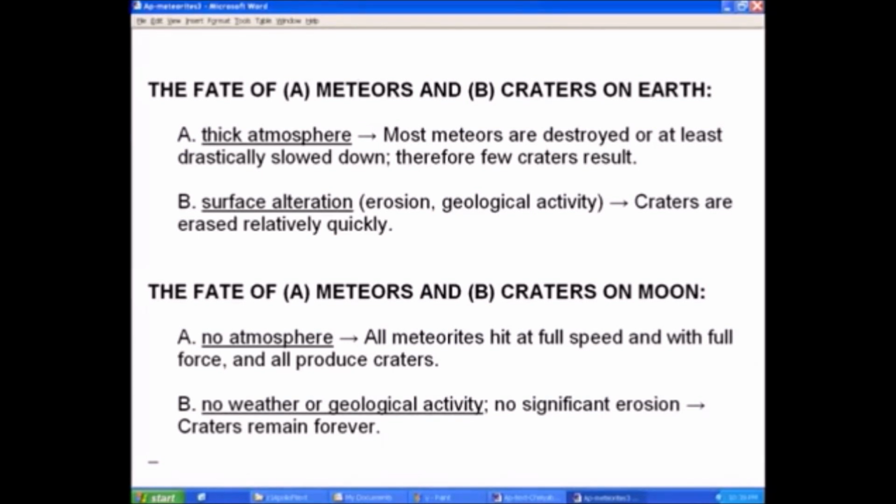Now, the fate of A, meteors, and B, craters on the moon. Because the moon has no atmosphere, all meteorites hit at full speed and with full force, and all meteorites produce craters. There's no weather or geological activity on the moon, therefore there's no significant erosion. Craters remain forever.